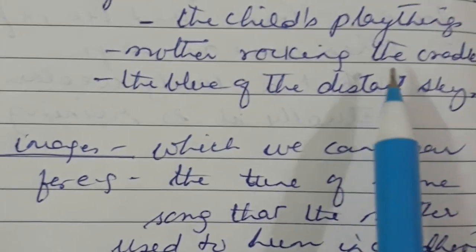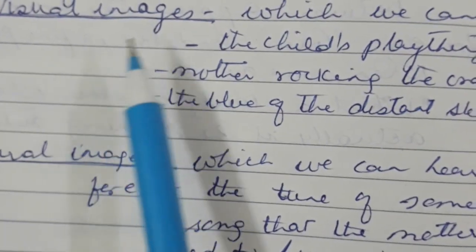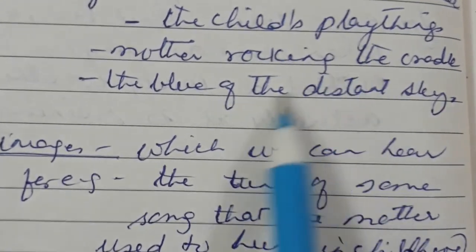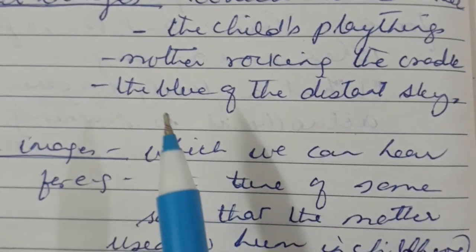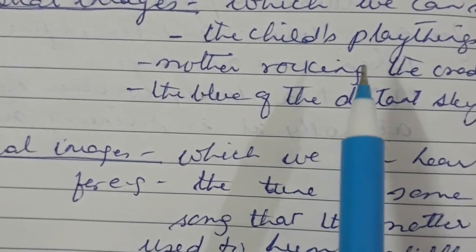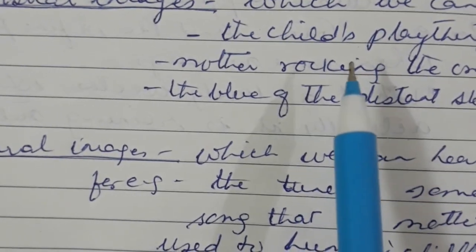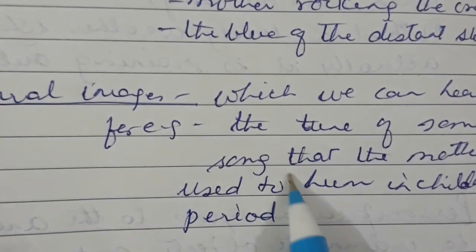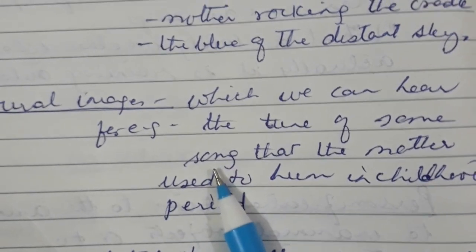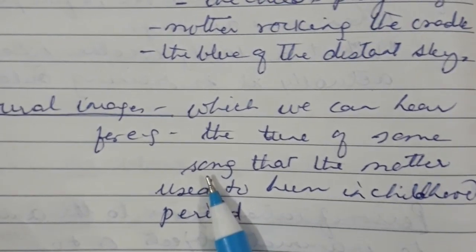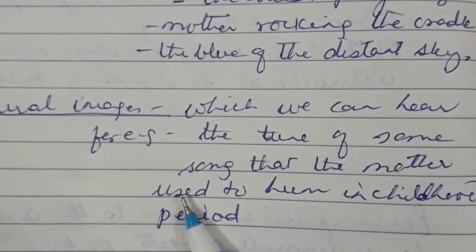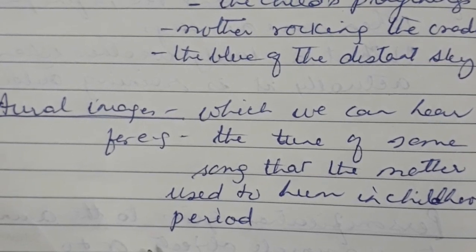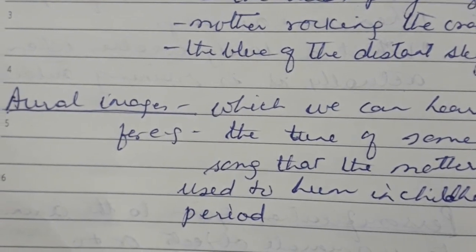Here, the visual images are those which we can see, like a child's playing things, mother rocking the cradle, the blue of the distant sky. So all these things which we can see come under visual images. Whereas oral images are those which we can hear, for example, the tune of some song that the mother used to hum in childhood, which you remember when you become an adult. So this is called an oral image.